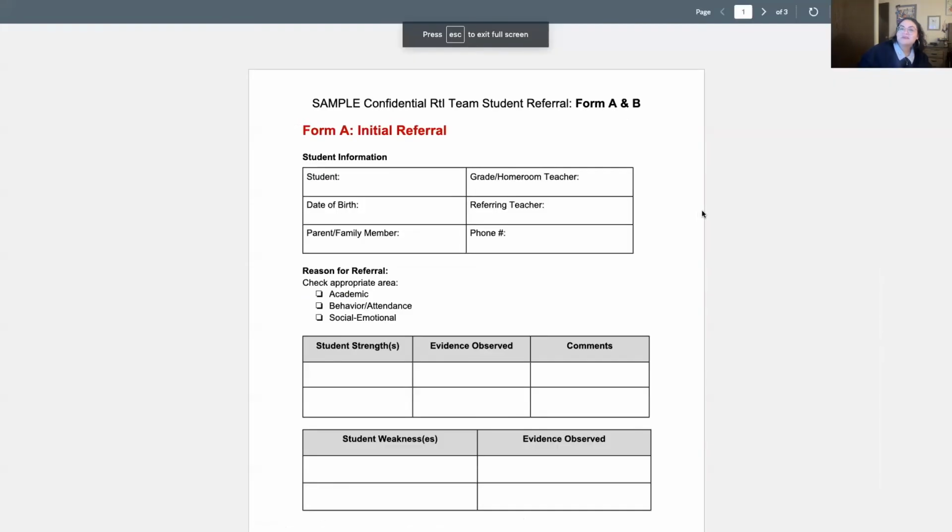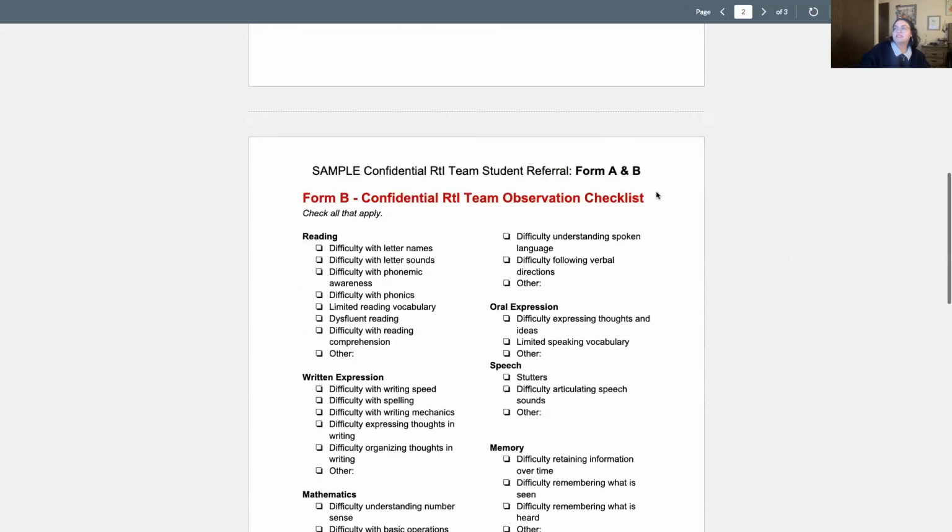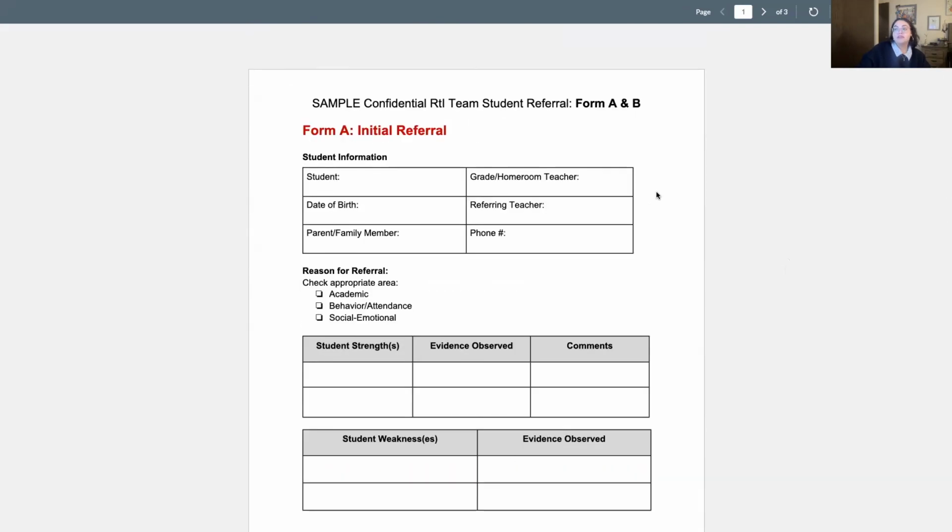The first form is, sorry, essentially a very brief initial referral form. It comes in Form A and B. You're going to need to do both. Very brief. SST forms are usually much more complicated than this, but given our alternative scenario, I think this is a little bit more structured for us.